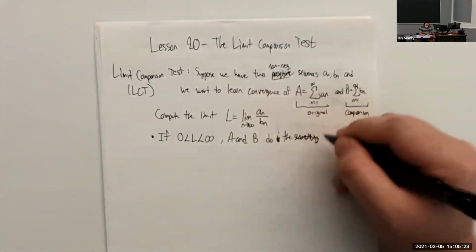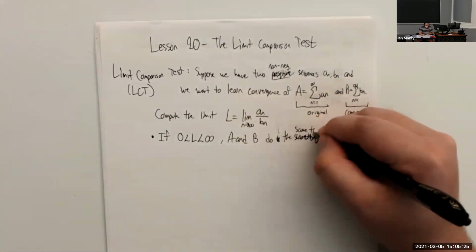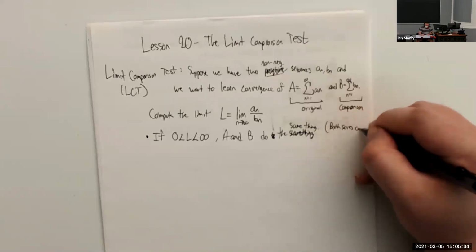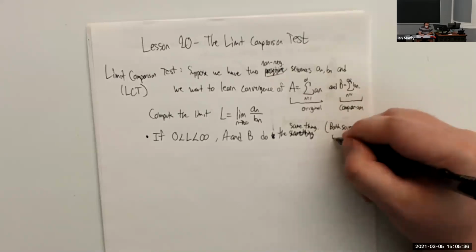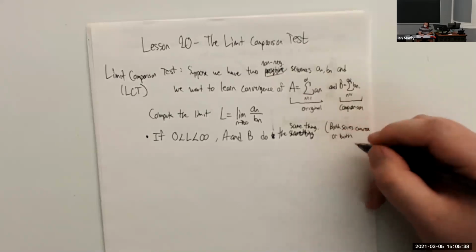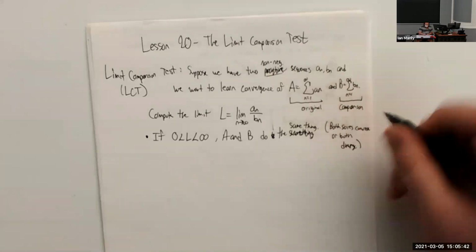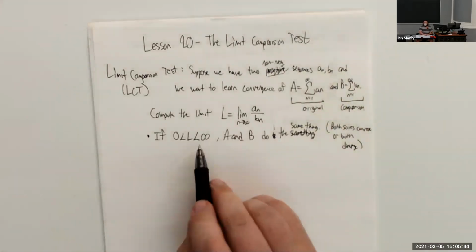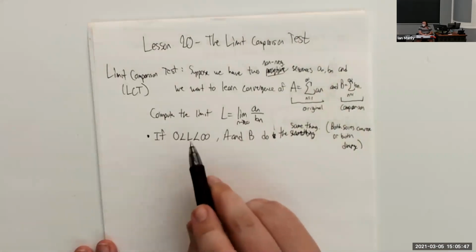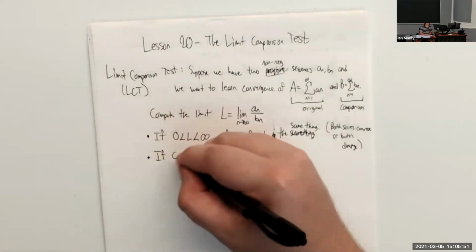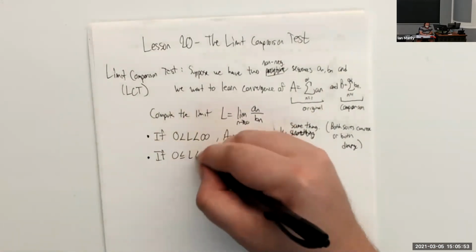Same thing in one word. And by that, I mean both series converge or both diverge. So if we get something in between 0 and infinity, then they're both going to do the same thing. And this is usually the most desirable outcome. What about if we end up getting 0 for this?